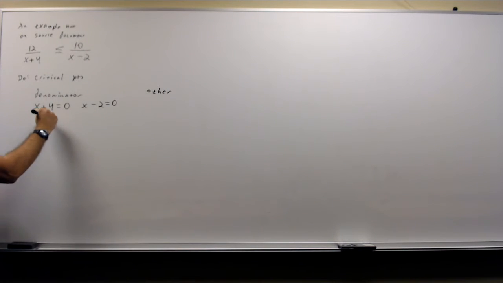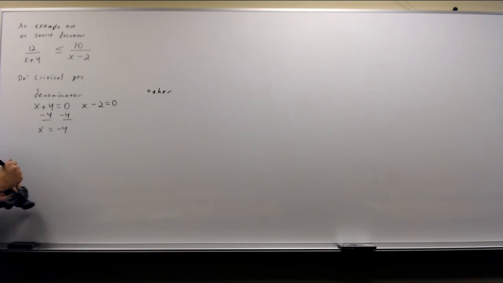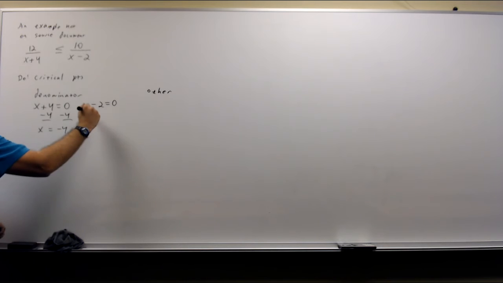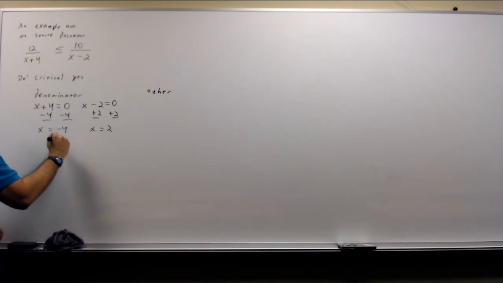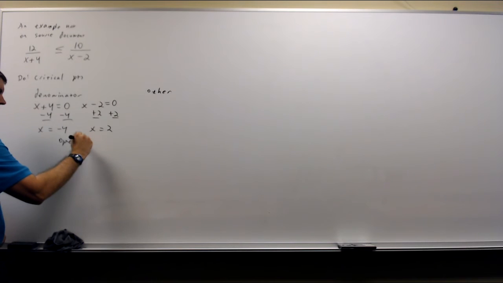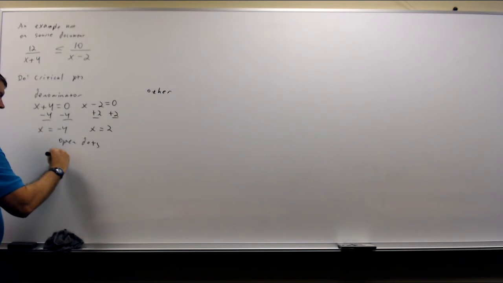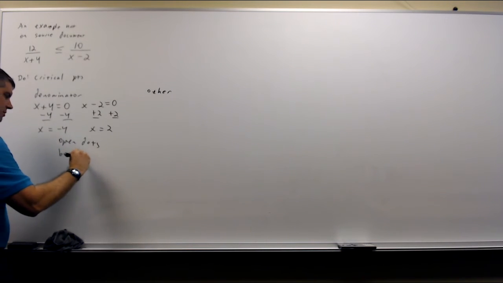So x plus 4 minus 0 equals 0 gives me x equals negative 4. And then add the 2 back, and x equals 2. And remember, these get open dots because they are denominator critical points.